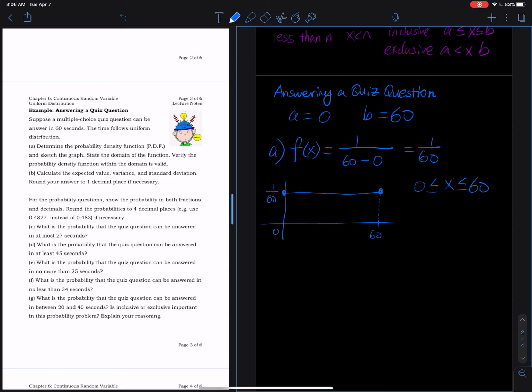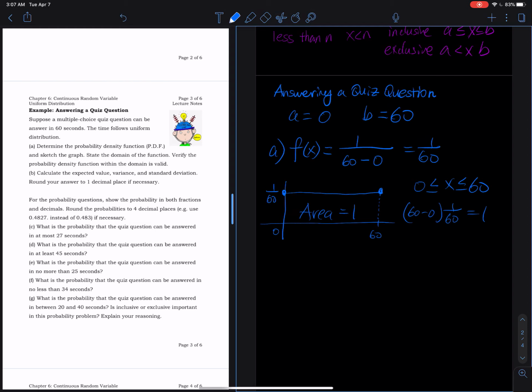What is the area of this rectangle? The area is the base, which is 60 minus 0, and then the height is 1 over 60. So that is equal to 1. This area is equal to 1. All right, so that would be the setup for these problems. And the graph is very important. We will have to use the graph over and over again.